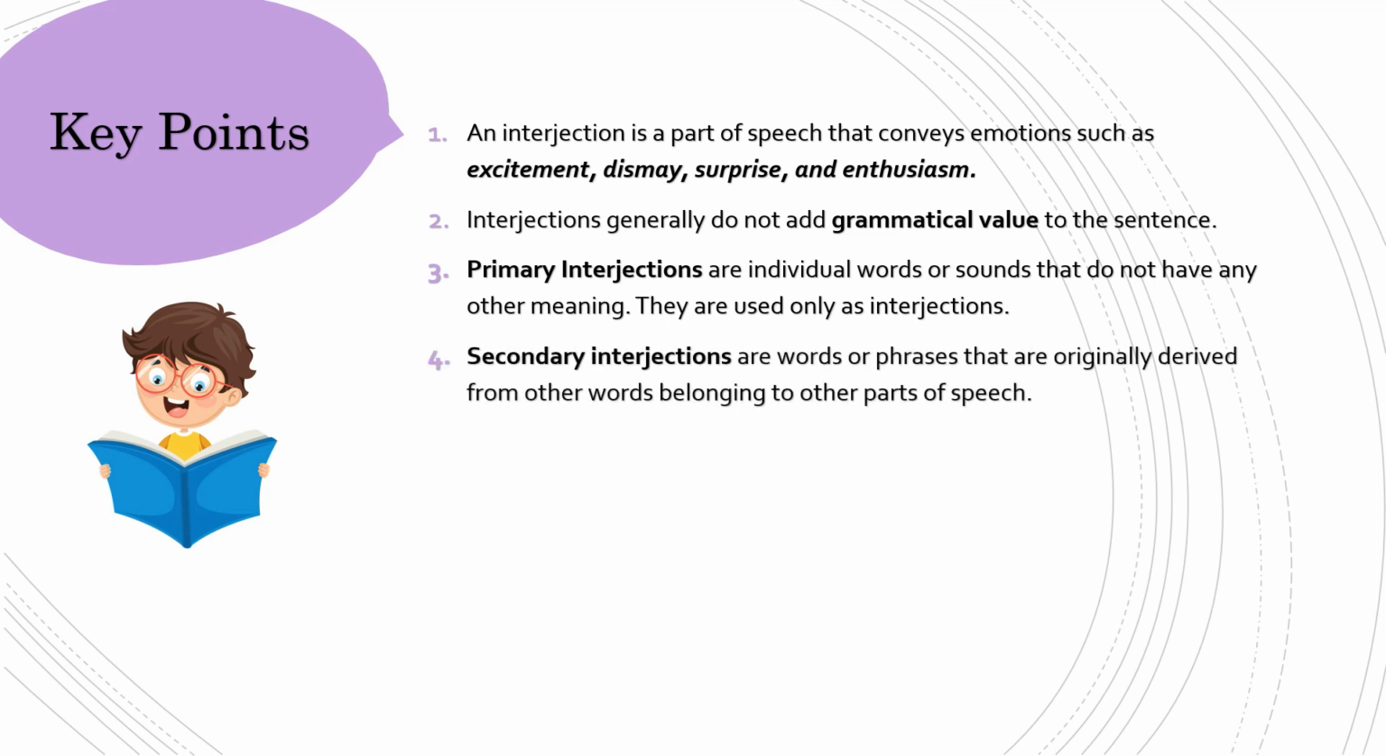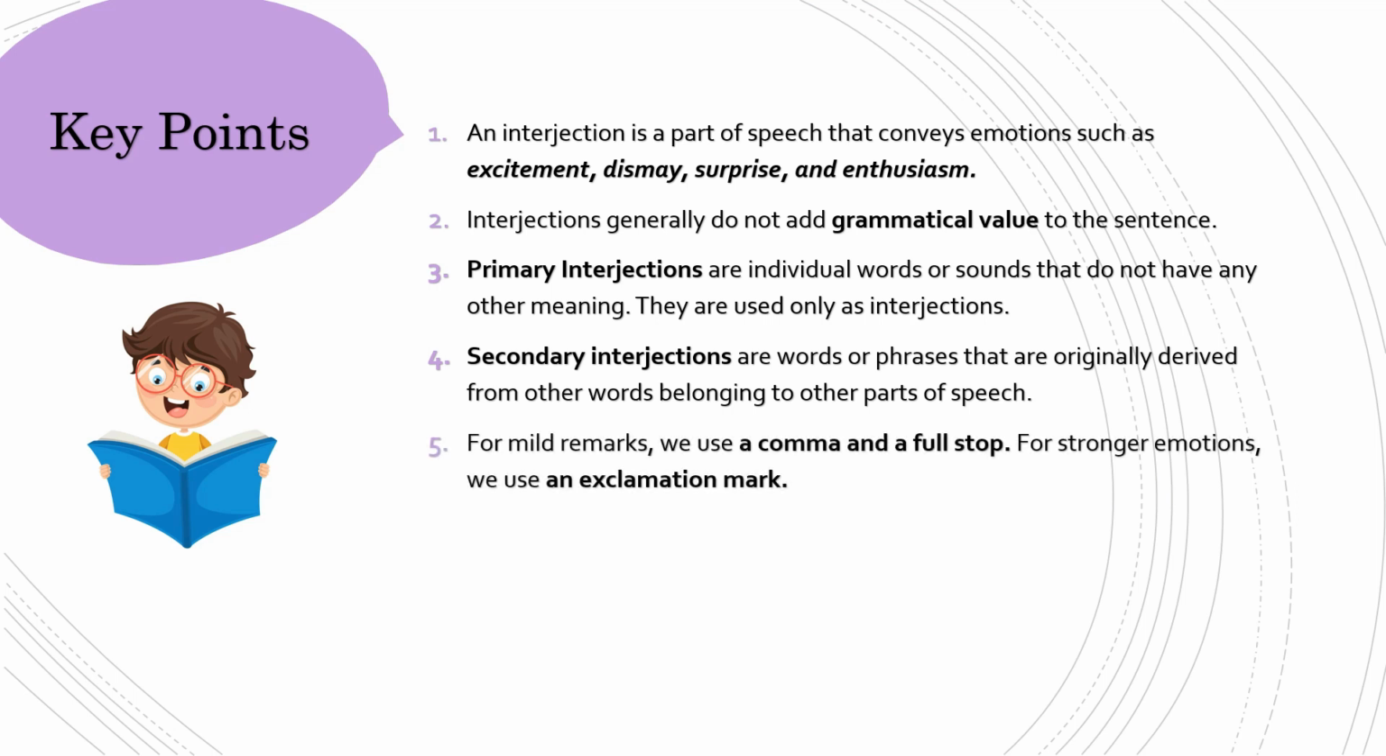Secondary interjections are words or phrases that are originally derived from other words, belonging to other parts of speech. For mild remarks, we use a comma and a full stop. For stronger emotions, we use an exclamation mark. In writing, avoid using interjections, especially in a formal or business setting.